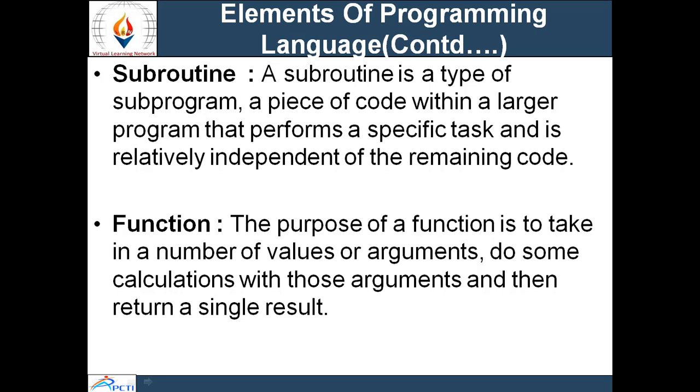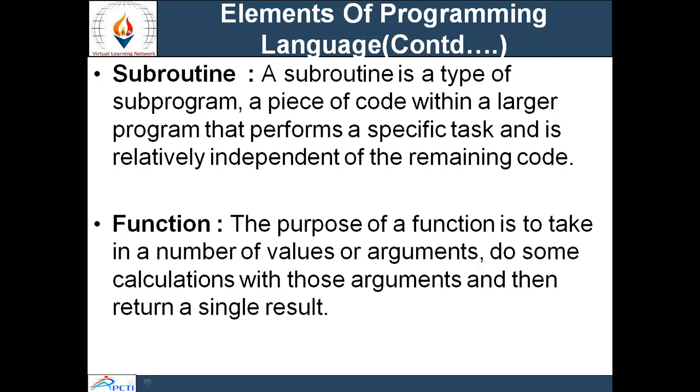Subroutine. A subroutine is a type of subprogram, a piece of code within a larger program that performs a specific task and is relatively independent of the remaining code. A subroutine has no value associated with its name. All outputs are defined in terms of arguments. There may be any type of outputs.